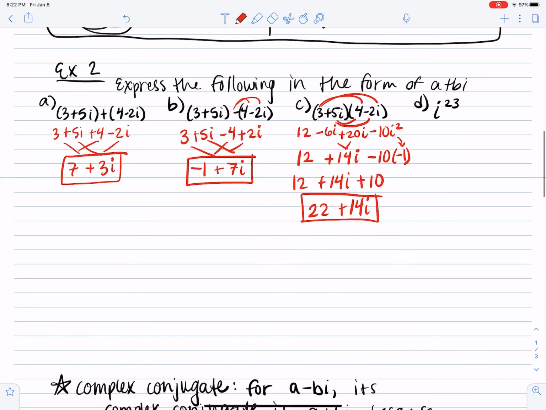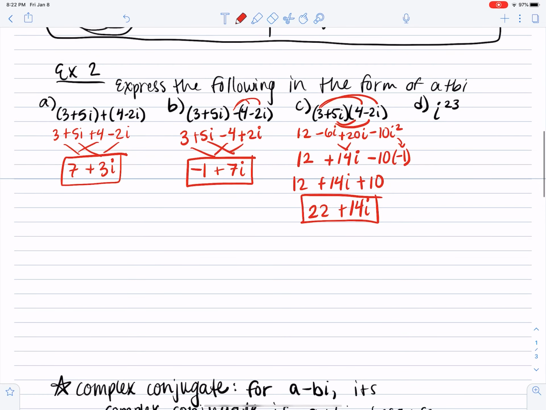Okay, and then i to the 23rd. Whenever you see a big number like that, we need to use this unit circle thing that I think you've learned from Mrs. Horker. We're going to put i up here, we're going to put i squared over here, we're going to put i to the 3rd down here, we're going to put i to the 4th over here. i is the square root of negative 1. i squared is negative 1.